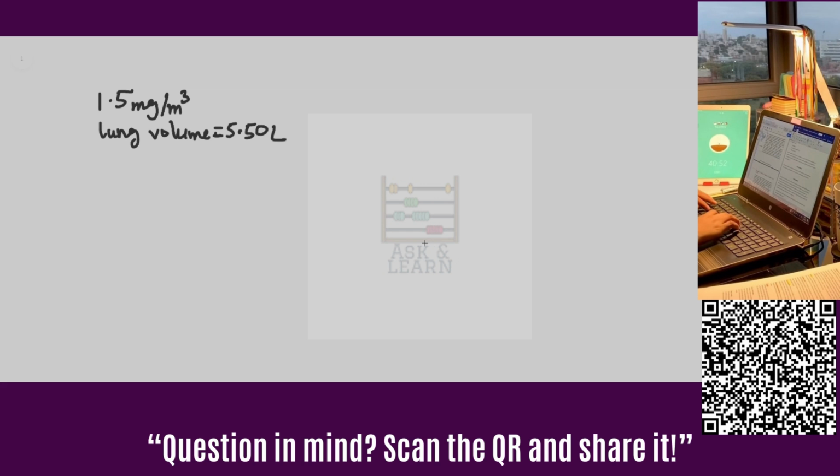We're going to be solving problem 109 of chapter 1 of Tro's Chemistry, Structure and Properties. We're told that the United States Environmental Protection Agency sets a limit on the healthful levels of air pollutants.